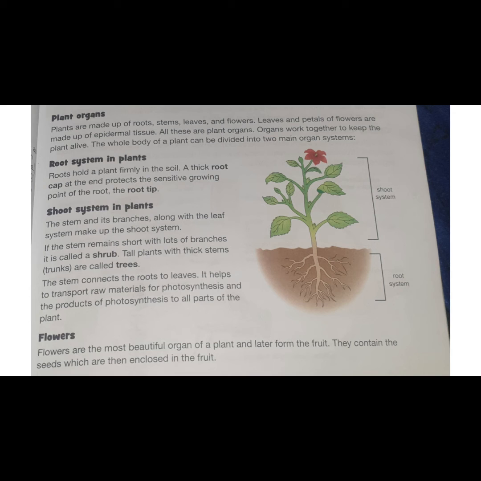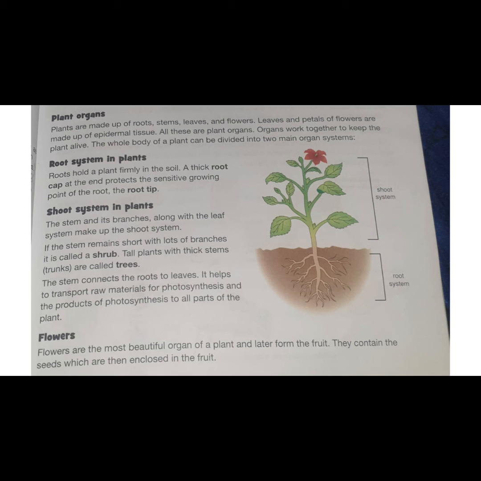The whole body of a plant can be divided into two main organ systems. Number 1, root system in plants. Roots hold a plant firmly in the soil. A thick root cap at the end protects the sensitive growing point of the root tip. Shoot system in plants. The stem and its branches along with the leaf system make up the shoot system. If the stem remains short with lots of branches, it is called a shrub. Tall plants with thick stems, trunks, are called trees.